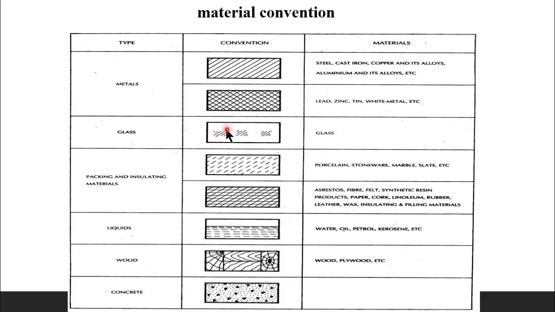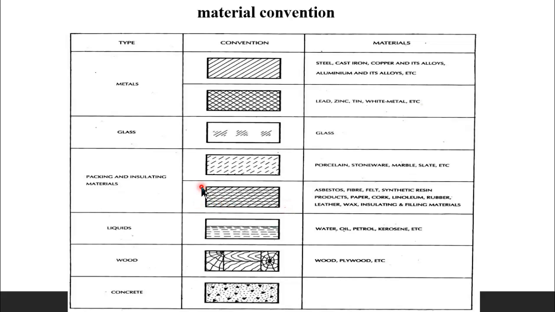We have a pattern like this. The middle line will be bigger, and on either side the size of the lines keeps reducing. Such a representation will be used for glass. And the packing and insulating materials will be like this. Here, the inclined lines with the dashed lines will represent materials like porcelain, stoneware, marble, slate, etc.